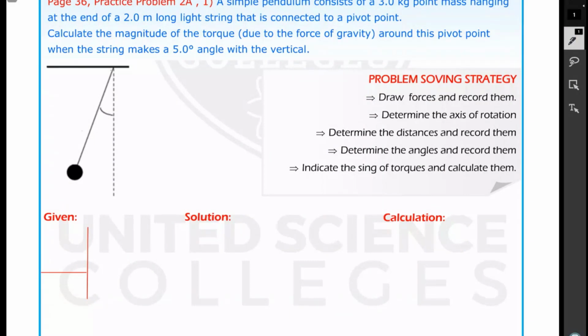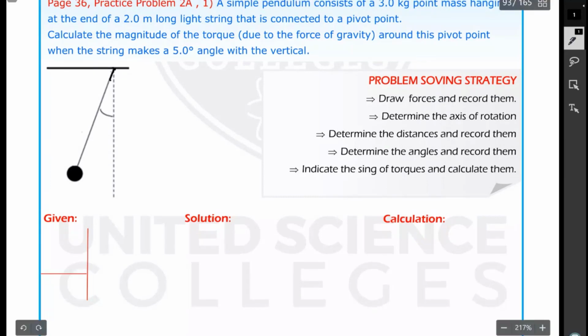So the pendulum consists of a 3 kilogram mass hanging at the end of a 2 meter long light string. So this is the light string, 2 meters long. Length is given as 2 meters. That is connected to a pivot point. Pivot point means axis of rotation. When it says pivot point, understand that it is the axis of rotation. So the O, we represent it by O, axis of rotation.